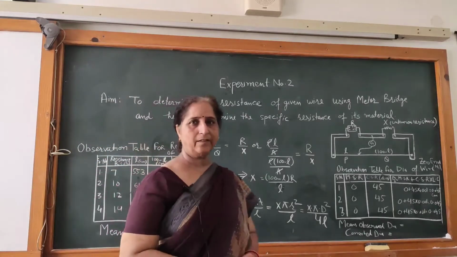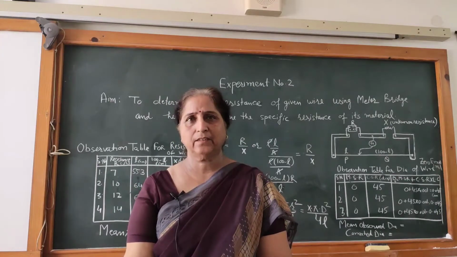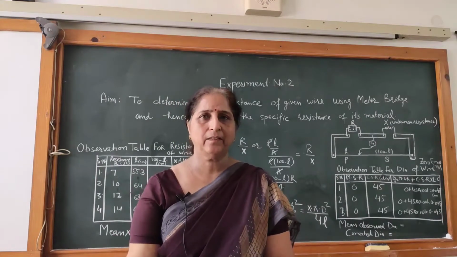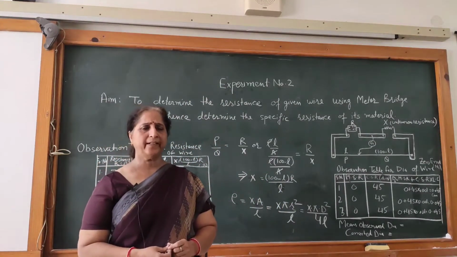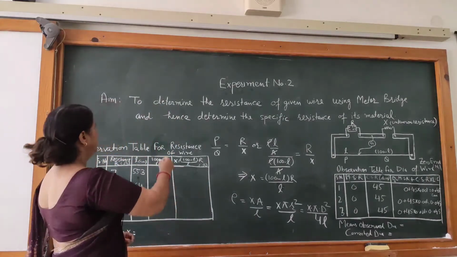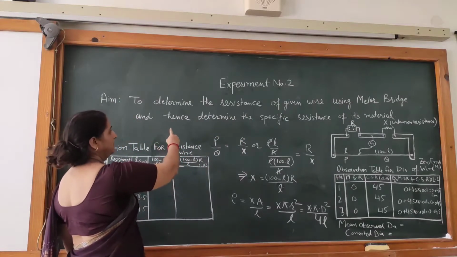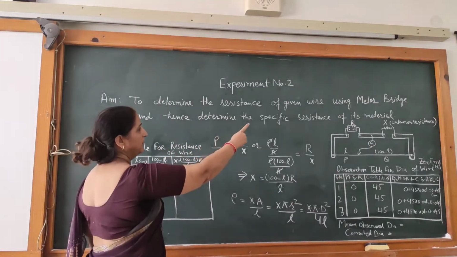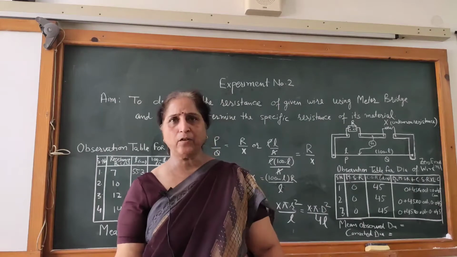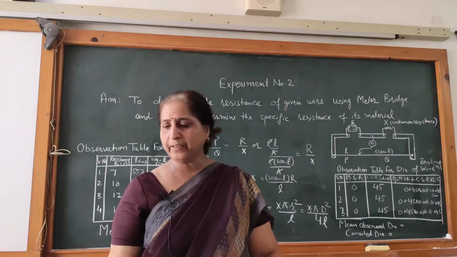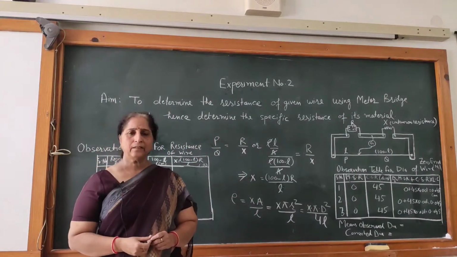Hello students, today in this video I will discuss the second experiment in which you will make use of meter bridge. The aim of the experiment is to determine the resistance of a given wire using meter bridge and hence determine the specific resistance of its material. This is the aim: you have to find out the unknown resistance of the wire and the specific resistance of its material.